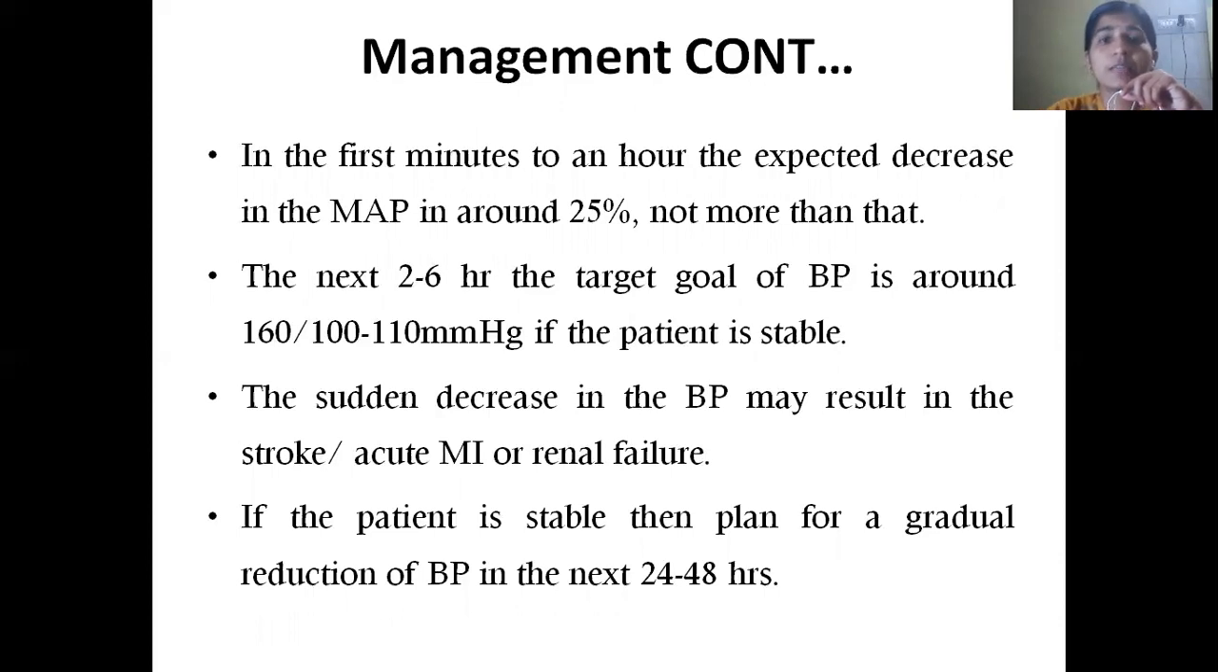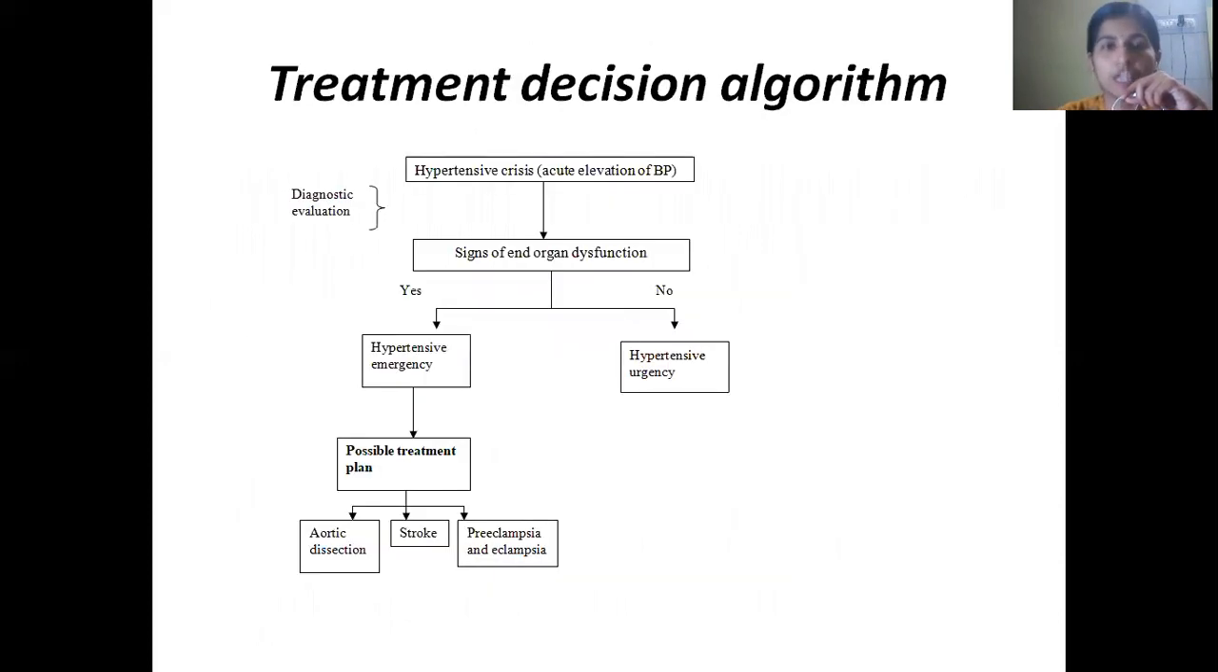Next, 2 to 6 hours, the target goal of BP is around 160/100 to 110. Next is sudden decrease, which we already discussed. Sudden decrease in BP may result in hypoperfusion, which will lead to stroke or acute MI features. And if the patient is stable, then plan for a gradual decrease in the BP to the normal value within 24 to 48 hours. This is the hour-to-hour treatment management.